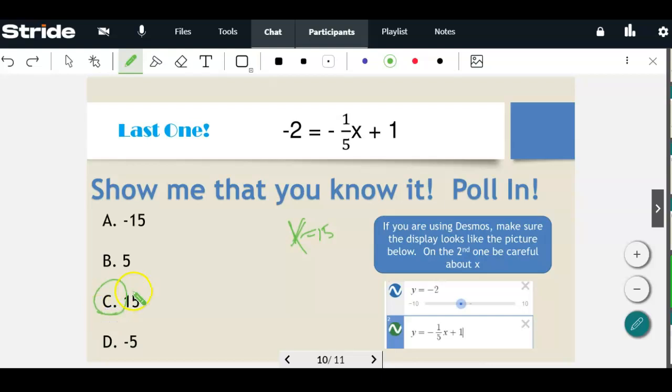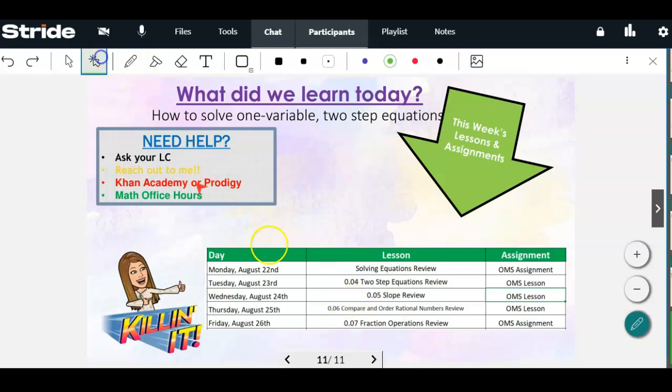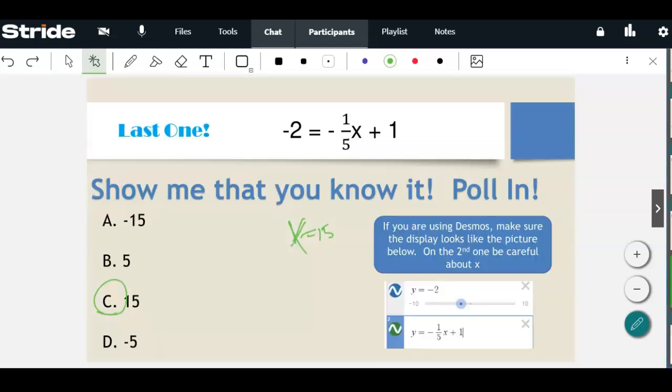All right, so it just takes practice. If you have any questions, just reach out to me. Obviously, you are working in Unit 2, so this is 2.02. Reach out to me if you have any questions.